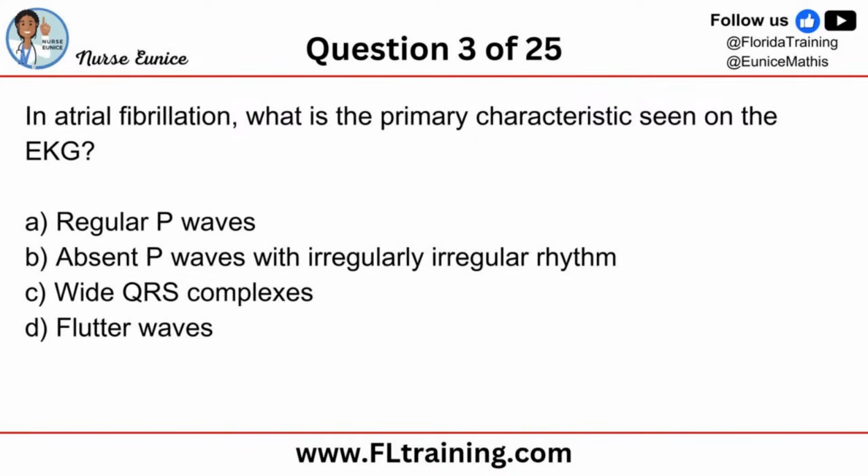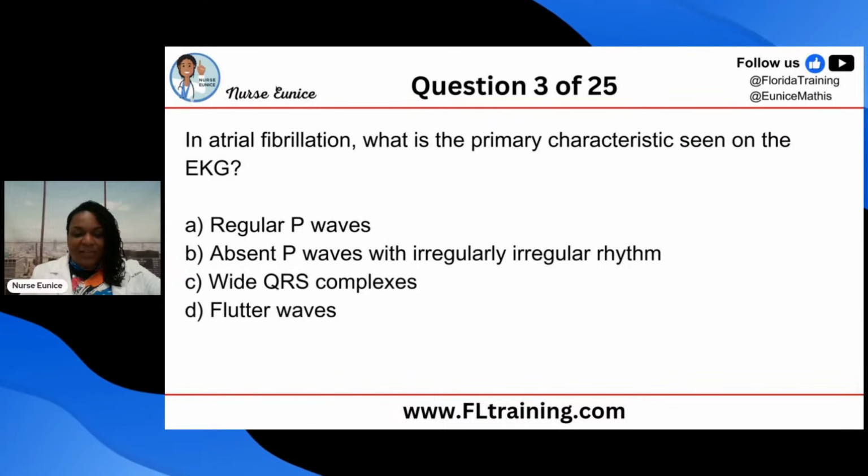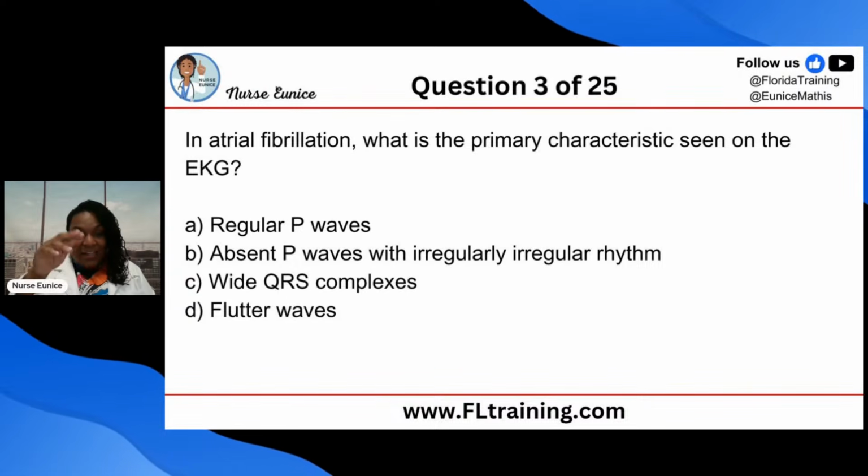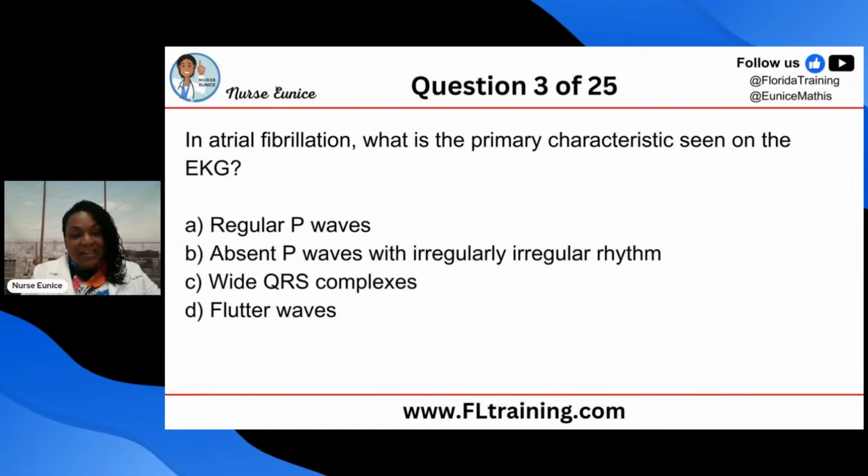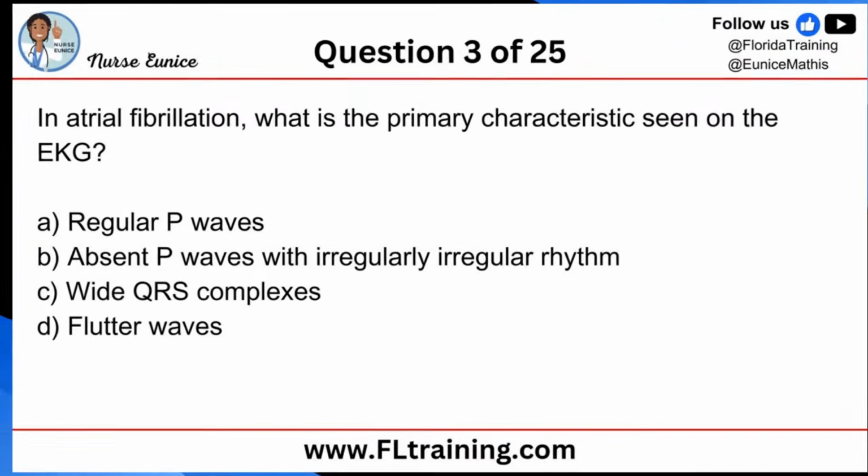Question number 3. In atrial fibrillation, what is the primary characteristic seen on the EKG? Atrial fibrillation, is it regular P waves, absent P waves with irregular rhythm? Is it a wide QRS complex, or is it flutter waves? Atrial fibrillation. Whenever I think of atrial fibrillation, I think of somebody who's cold and they're shivering. And because they're shivering, it's a quiver. So the baseline is more of a fibrillation.